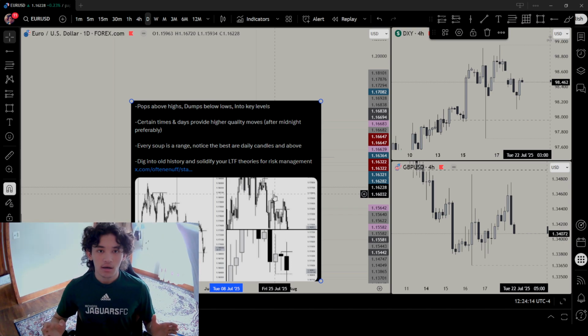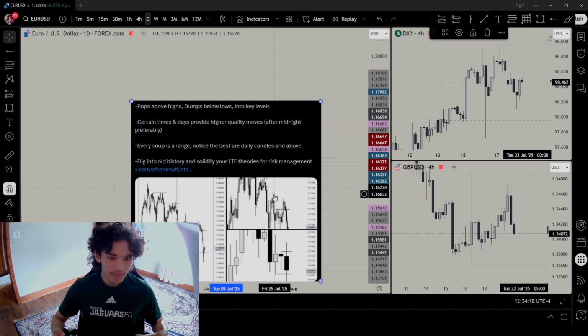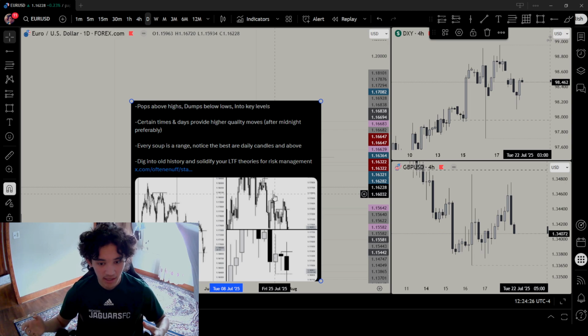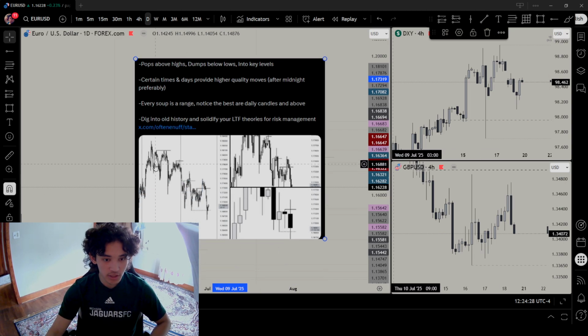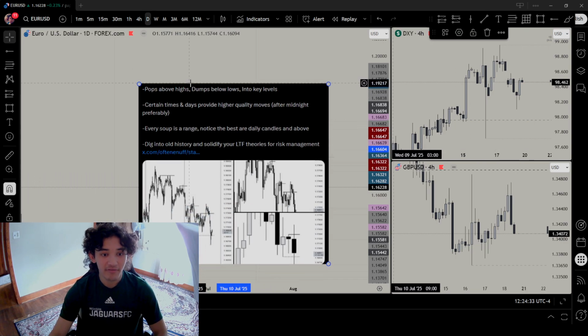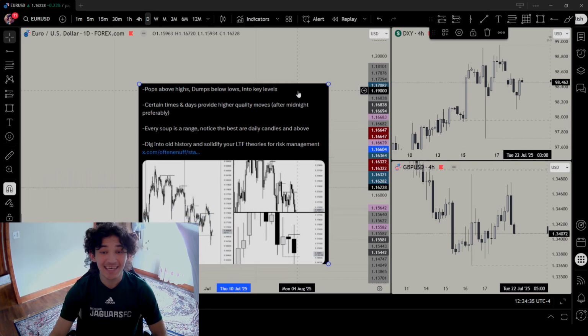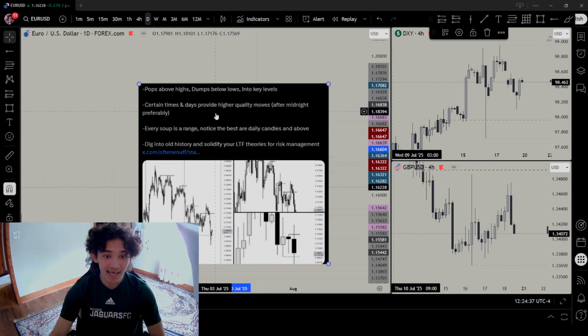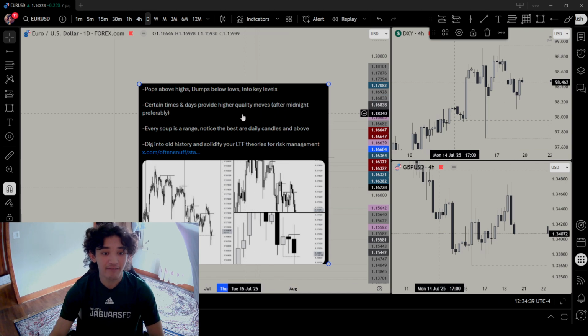I used to never use market profiles because they're very confusing to me. In a bearish environment, look for pop-up highs and eventually dump into the lows. But when that happened, I was like, there are so many highs. Which high should I pick, right? Well, if you go to this picture right over here, the same picture as this: pop-up highs, down below lows into key levels. Certain times and days provide higher quality moves, after midnight preferably.